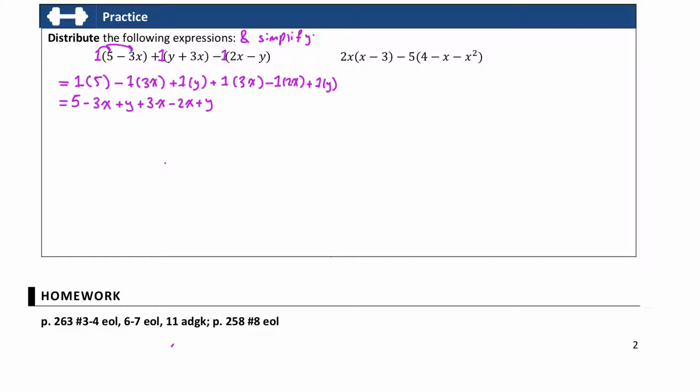Now, before moving on, just one thing that you have to be very careful, this is the most common mistake that students often make, is that when you have a negative here, they multiply the negative by the 2x, as I did here, but they forget to multiply the negative 1 by the negative y, and they just leave this as negative y, and they forget to really distribute that negative.